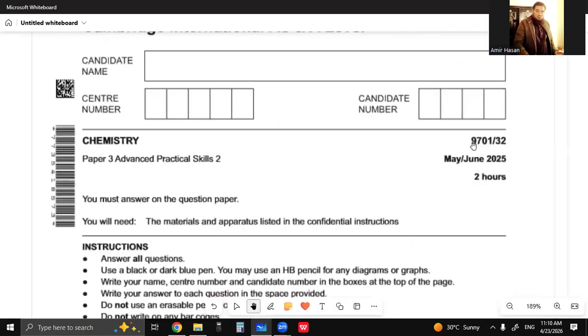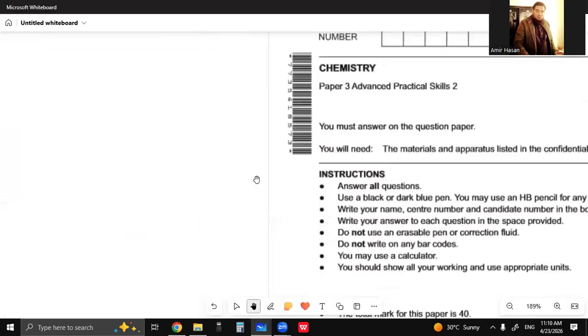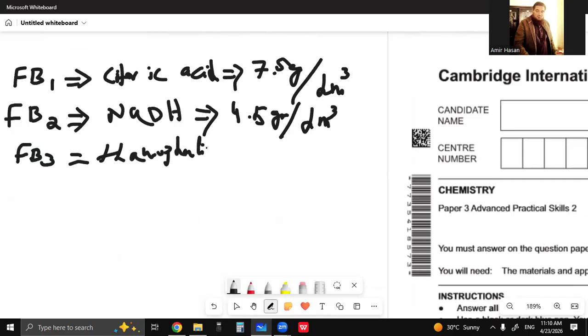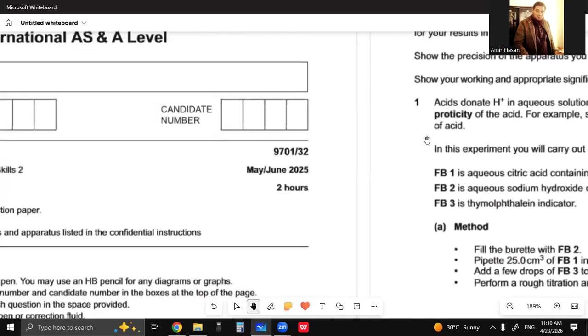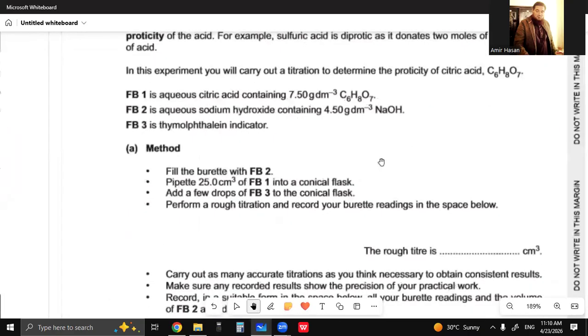And the next is FB3, which is the thymolphthalein indicator. Okay. Now this is FB3, thymolphthalein. It is an indicator. FB3 is thymolphthalein. Must note down like that. When you note down, then you can solve easily. Otherwise, you need to read the paper in every part when you are not writing every value.